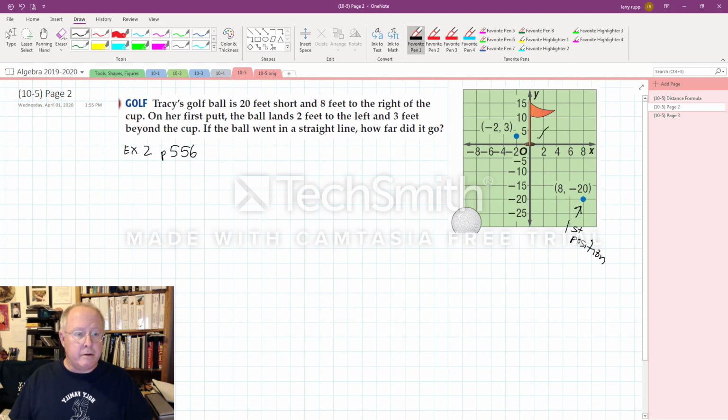Alright, here is the cup, and then here is the second position. We want to find out how far did it go. Well, we know that the first point is at 8, negative 20. So we'll let that be x1, y1. We know that the second point, the end point, is at negative 2, 3. And we'll let that equal x2, y2.